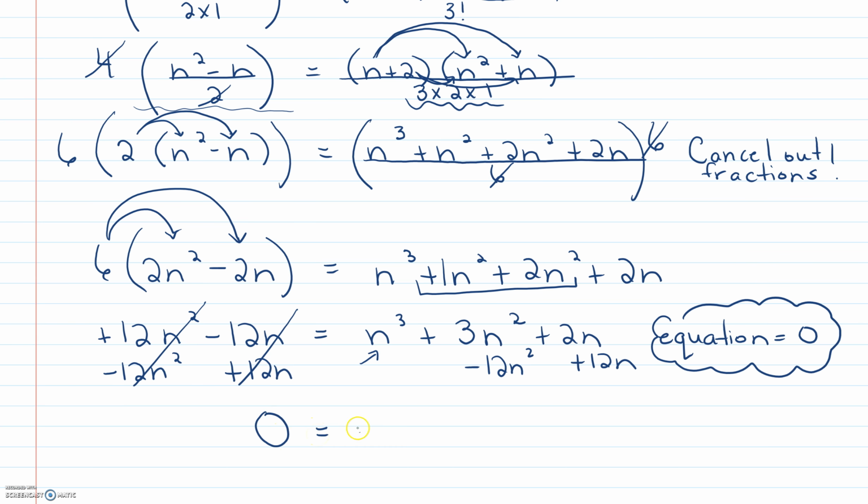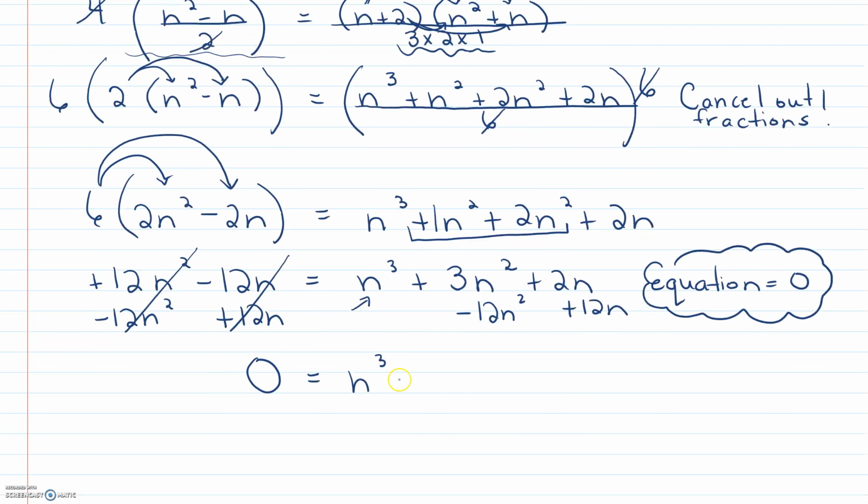And then this equals n cubed, 3n squared minus 12n squared is negative 9n squared. 2n plus 12n is 14n. And at this point, I'm ready to solve. You can use trial and error. Go ahead and try plugging in different answers for the n. For this equation to be satisfied, it needs to be equal to 0.